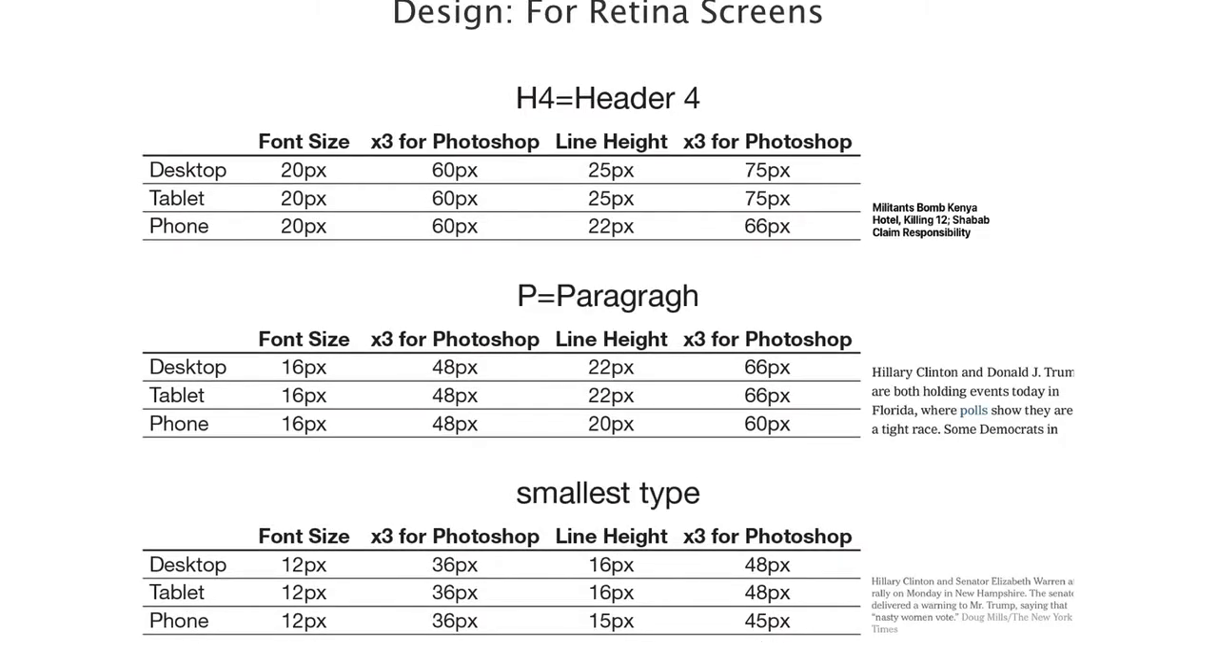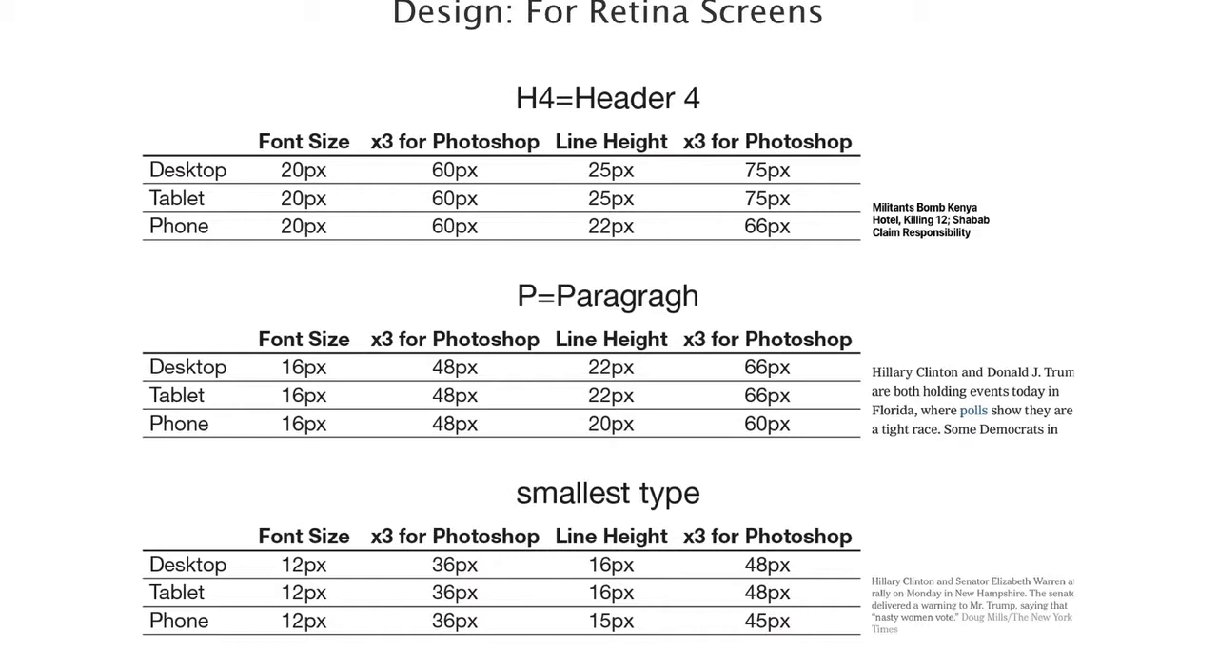So we go down, then we get down to paragraph styles, and again, there's still 16 pixels. 3 times that would be 48 pixels, but you could also kind of go between 32 and 48 pixels when you're designing in Photoshop and still have a fairly close size to body copy size.